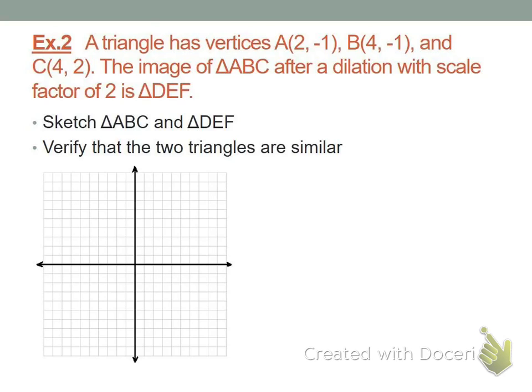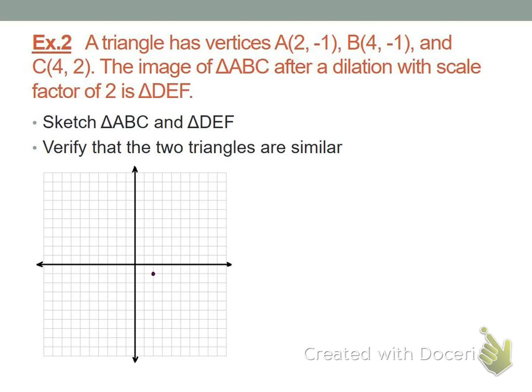A triangle has vertices A, B, and C. The image of triangle ABC after a dilation with a scale factor of 2 is triangle DEF. Sketch both triangles, verify that they are similar. Okay, this one's got a few steps of work to it. We could go ahead and graph the original triangle ABC. That shouldn't be too hard.